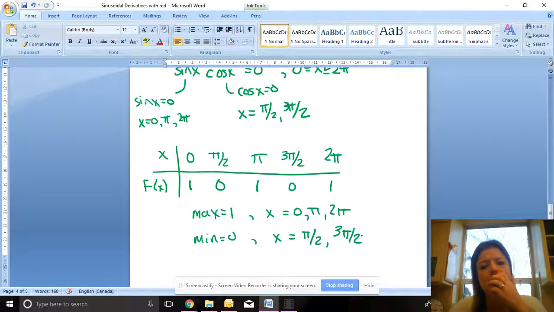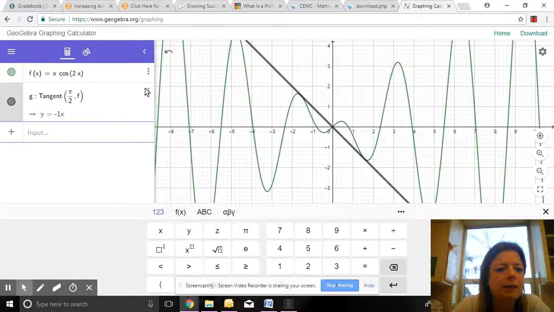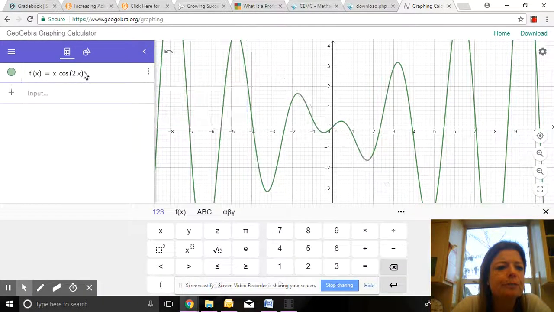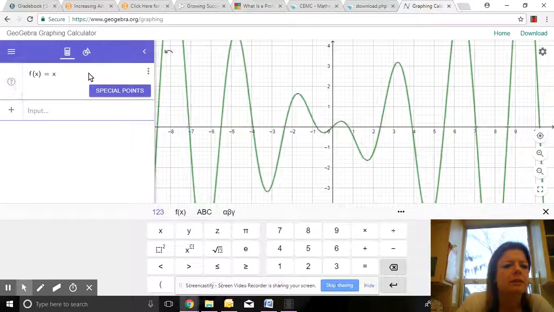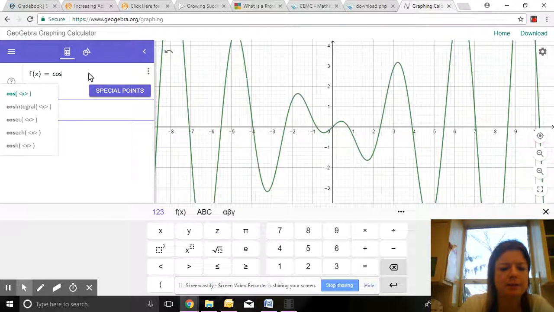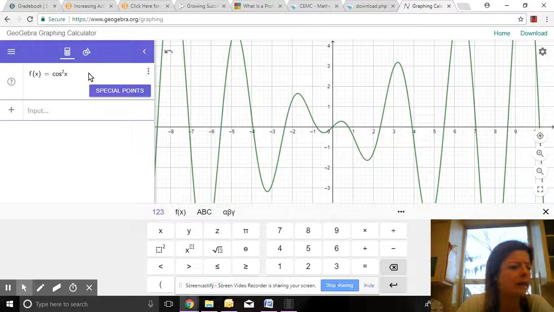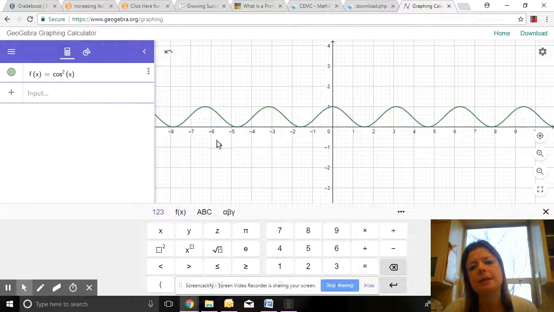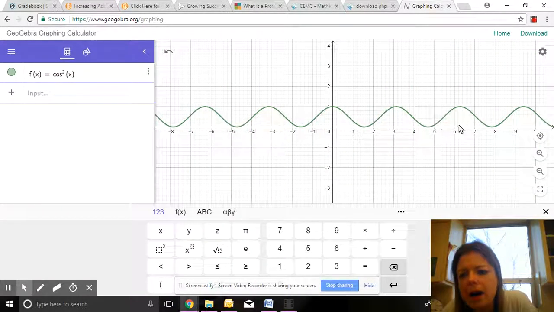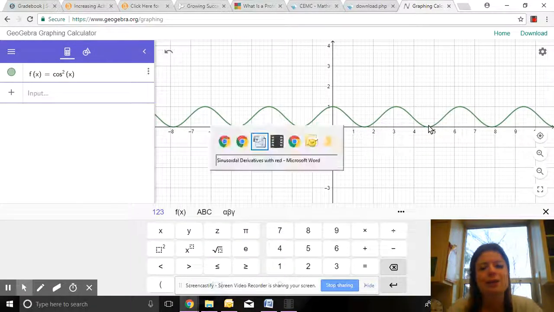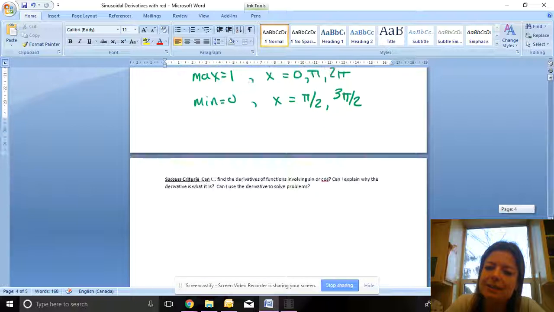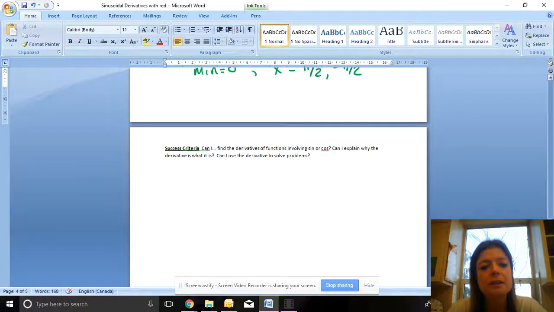So again, you can head over to GeoGebra and verify that this is true. Cos squared of x. That's what it looks like. And you can see from 0 to 2 pi, which is just about 6-ish, where the maximums and mins are. So there's your max, there's a max, there's a max, there's your min, and your min. So there you go, guys. That is the derivative of sinusoidal functions.